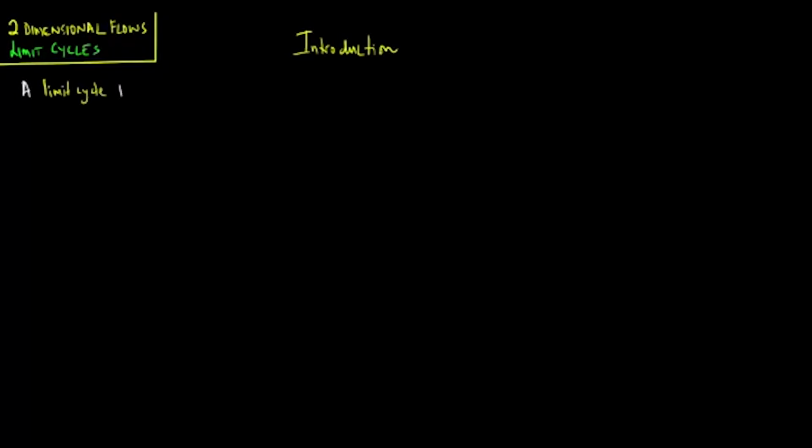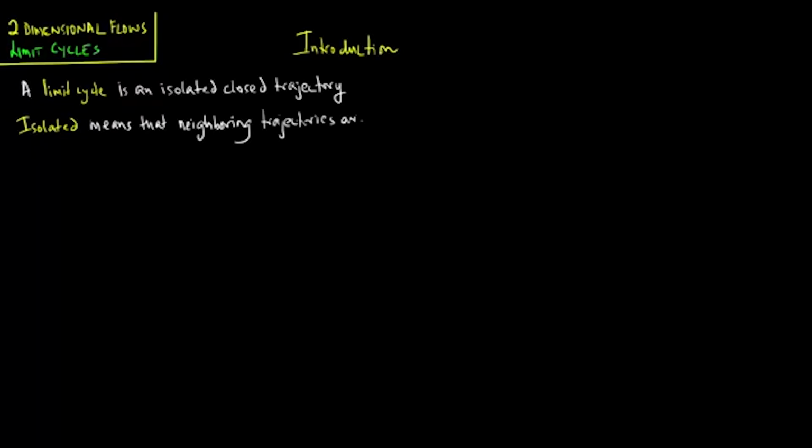We're still dealing with two-dimensional flows, but now we focus on the important topic of limit cycles. So this lecture is going to be an introduction to limit cycles. A limit cycle is an isolated closed trajectory. Isolated means that neighboring trajectories are not closed, i.e. they will either spiral away or move towards the limit cycle.